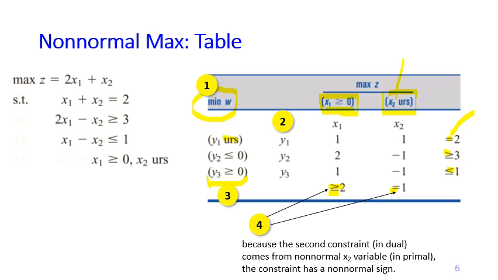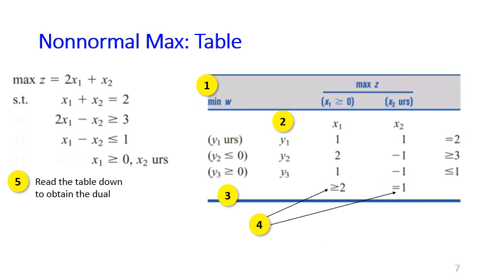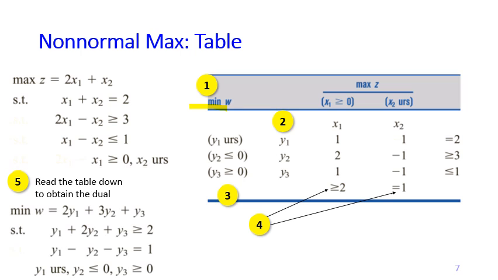Again, the reasoning is that the second constraint in our dual comes from a non-normal x2 variable, and the non-normality here is because the variable is a URS. So the table is complete. Our dual is minimization, so for this table, we always read the minimization by reading the table down. Let's start with the constraint. This is how you read it.